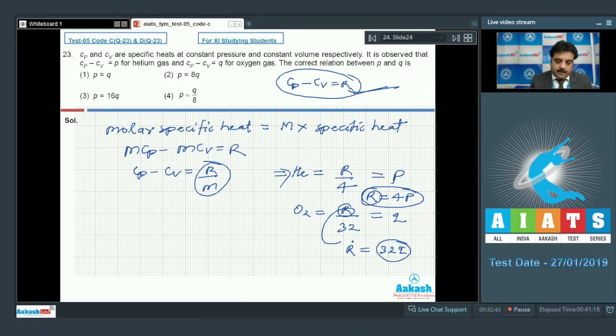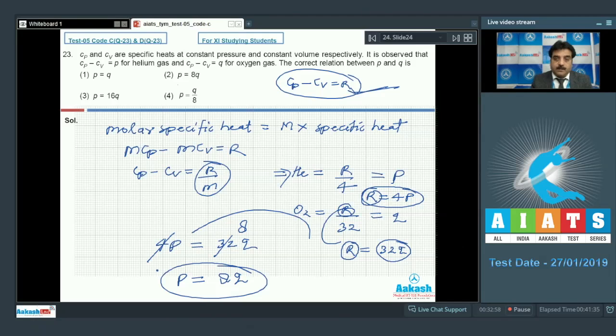And you know R will be the same in both equations. So we can compare. If I compare both values, we write 4P from the first and 32Q from the second. So 4 eights are 32. You will get P is equal to 8 times Q. So this is how you can solve such type of questions. Now my option number 2 will be the right choice.